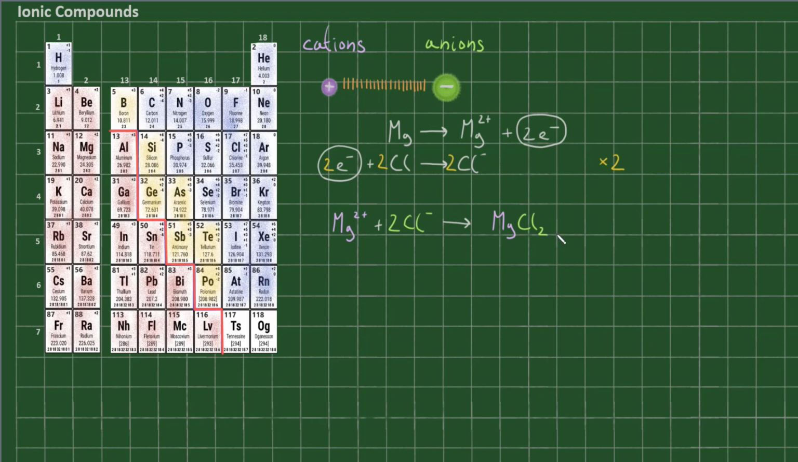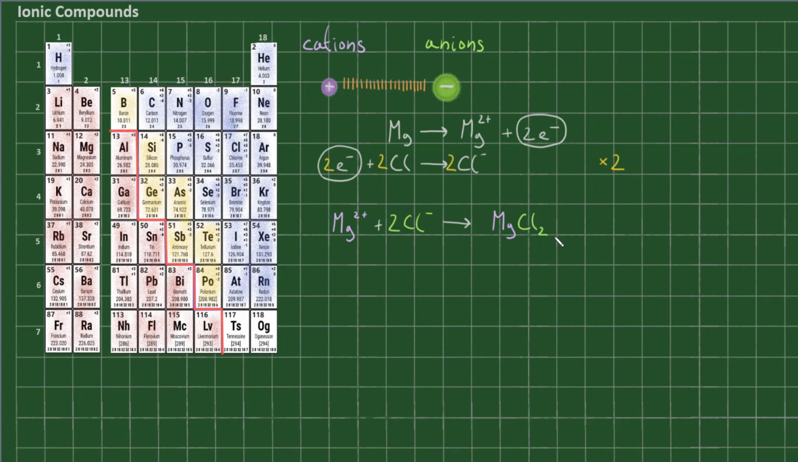So now I can correctly state that 1 magnesium cation and 2 chlorine anions will give me 1 magnesium chloride, which happens to be made up of a magnesium atom and 2 chlorine atoms. Note that the charges are balanced as well. On the left, I have 2 positive charges and 2 negative charges, which means overall it is neutral. On the right, I have an ionic compound, which is also overall neutral.